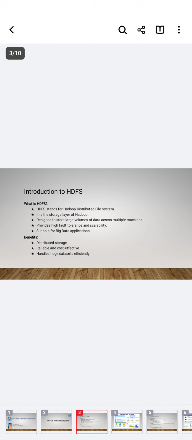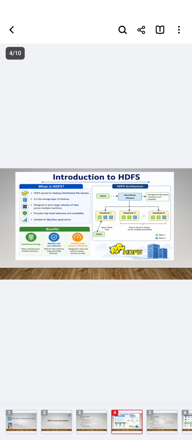So imagine you have a massive book that is 10,000 pages long, but your personal computer hard drive can only hold 100 pages at a time. HDFS solves this by tearing the book into 100-page chapters and distributing those chapters across a classroom of 100 students to hold for you.